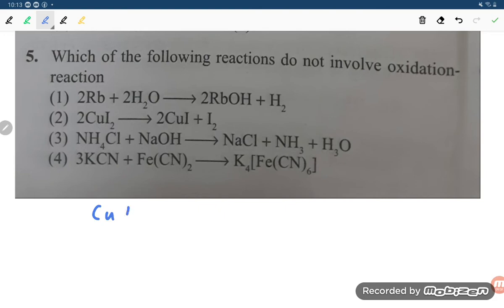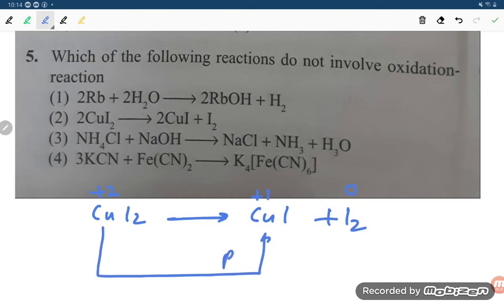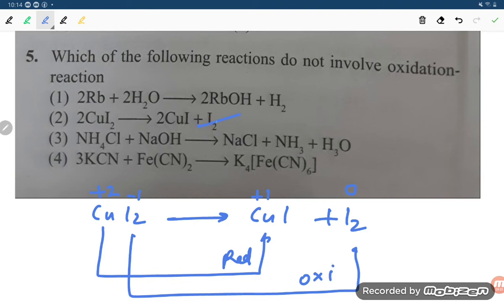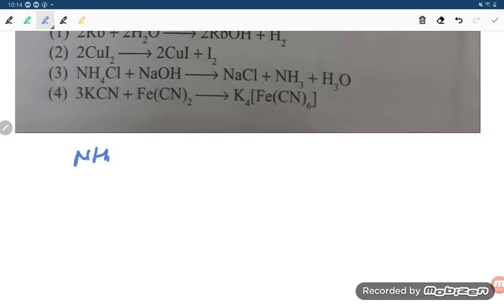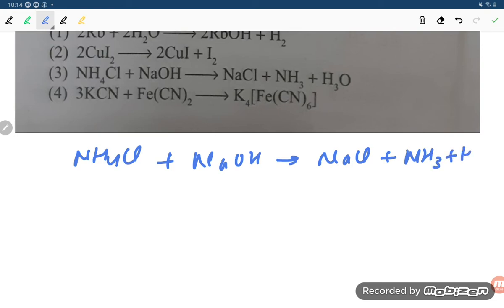Let us see. CuI2 gives CuI plus I2. Here copper is plus 2 and there it is plus 1. So plus 2 to plus 1 is a reduction, and minus 1 to 0 is oxidation. So it also involves oxidation, which means it cannot be our answer. Now let us take option number 3. NH4Cl plus NaOH gives NaCl plus NH3 plus H2O, I think, student.